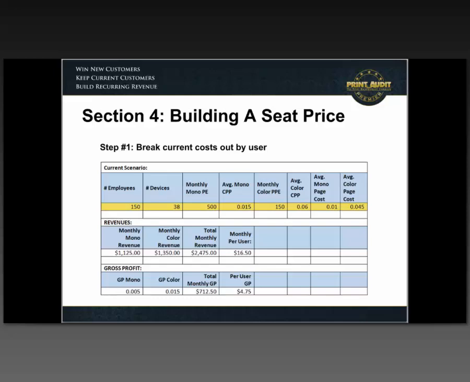As we move through that, we can see the revenue that we make per account. And what's different now is we actually see how much revenue per user we're making. And that's important because in this case, we're currently making $16.50 per user in the account. And the gross profit we're making per user is $4.75.